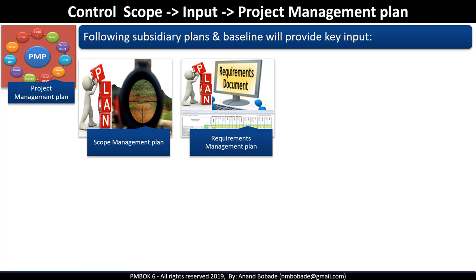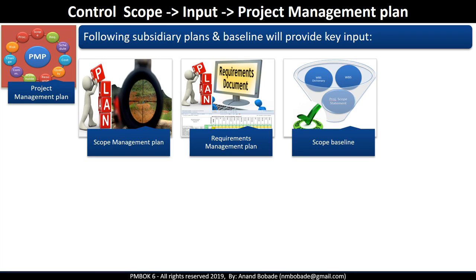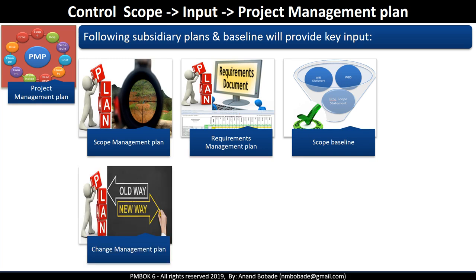Requirements management plan describes how the project requirements will be managed. Scope baseline contains the project scope statement, WBS, and WBS dictionary. Change management plan is developed as a part of the integration management knowledge area. It describes the change control process. Will it be done by the project team? Will it be done by a change control board? And if so, who will be on the board? How will decisions be taken?